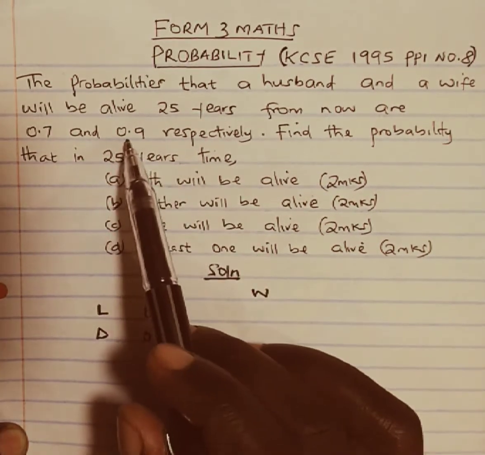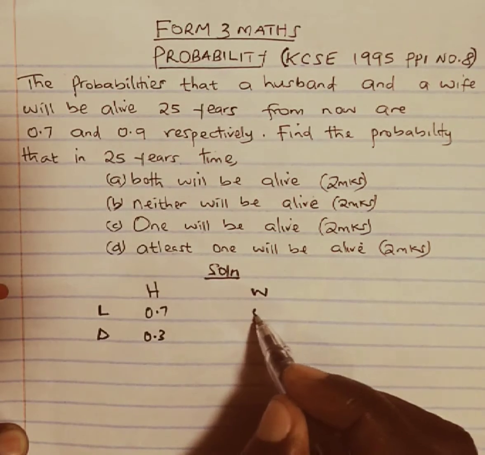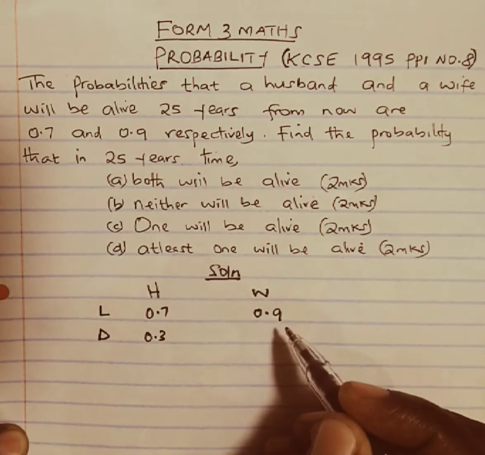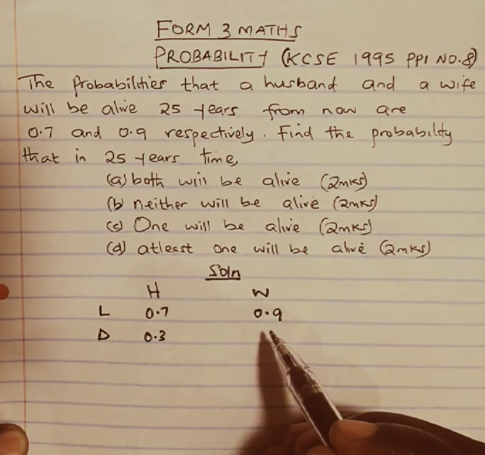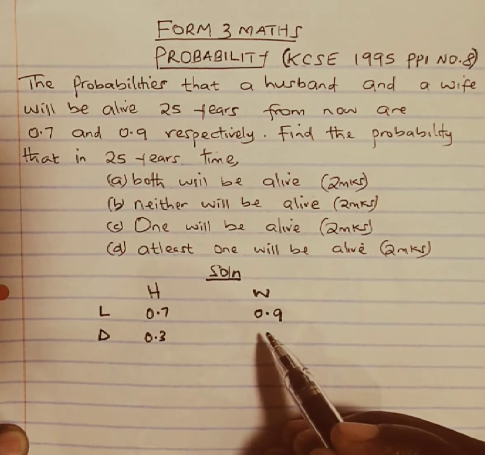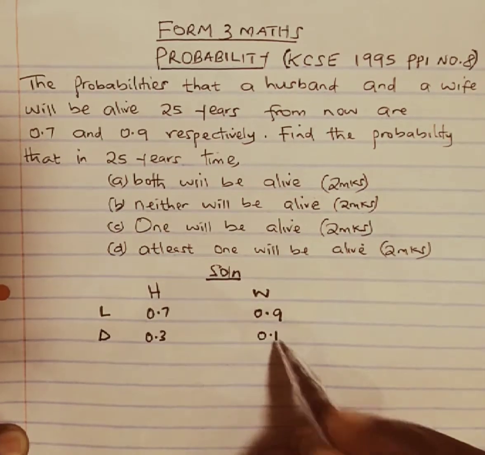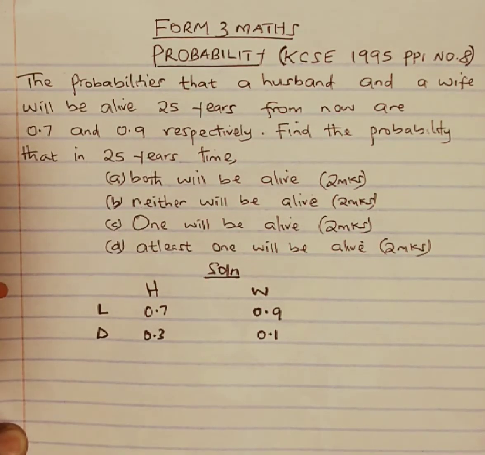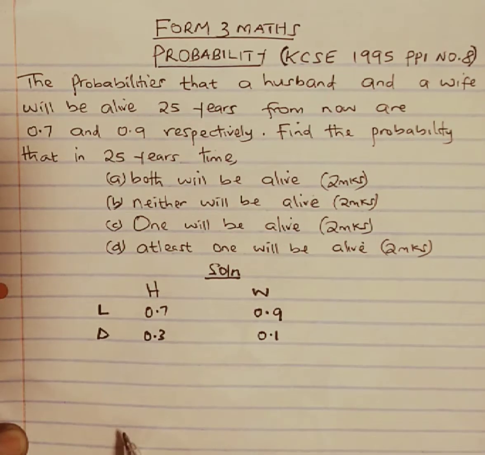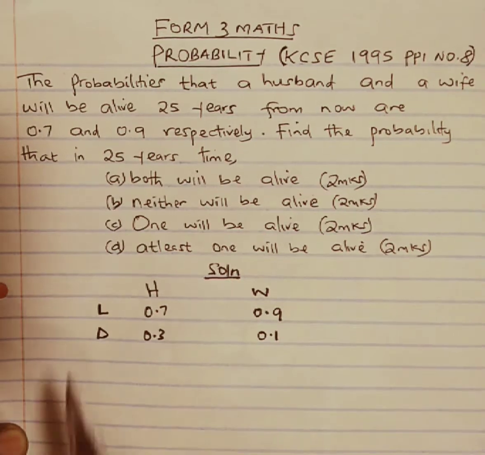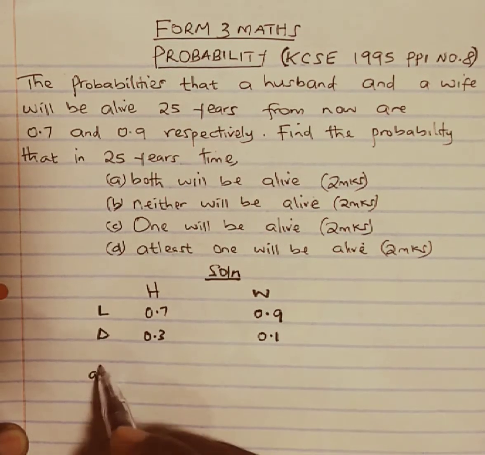The probability of the wife living or not dying in the next 25 years is 0.9, meaning the probability that the wife will die will be the remaining to make it 1, which is 0.1. So once we have analyzed these probabilities in this manner, we can now move down and look at part A.